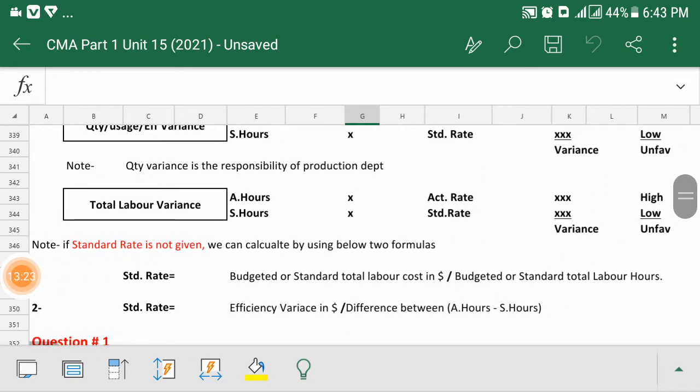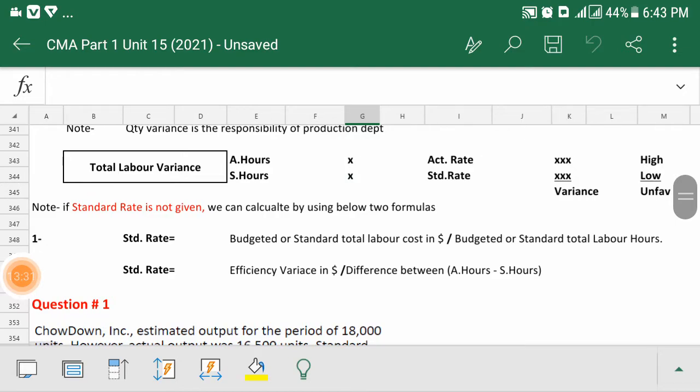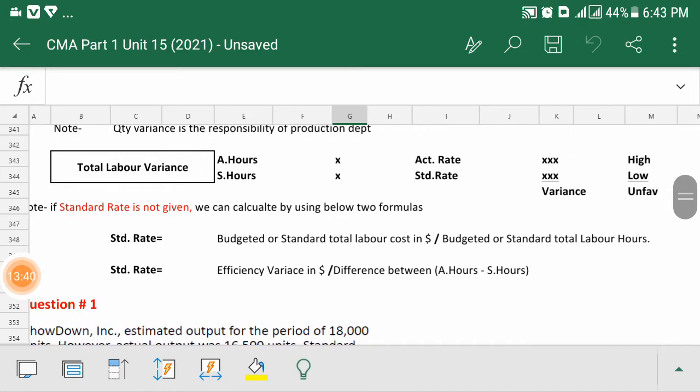On the last note, it is written that if the standard rate is not given, we can calculate it by using the following formula. If the standard rate is not given in your question, then you can calculate it using this standard rate formula. First, take the budgeted or standard total labor hour cost in dollars, whatever the cost is, and divide it by the total labor hours, how many labor hours they have consumed. In the material case we use the total material cost over total output, and the same here: total labor hour cost divided by total labor hours used.